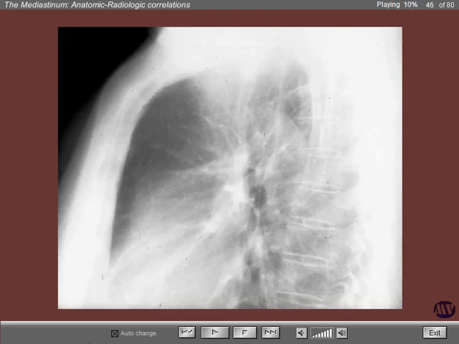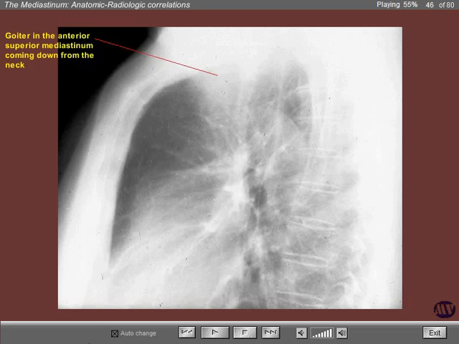In the lateral view of the chest, we note the mass in the anterior superior mediastinum, which suggested an intrathoracic extension of the goiter. This was proven by scintigraphic examination.